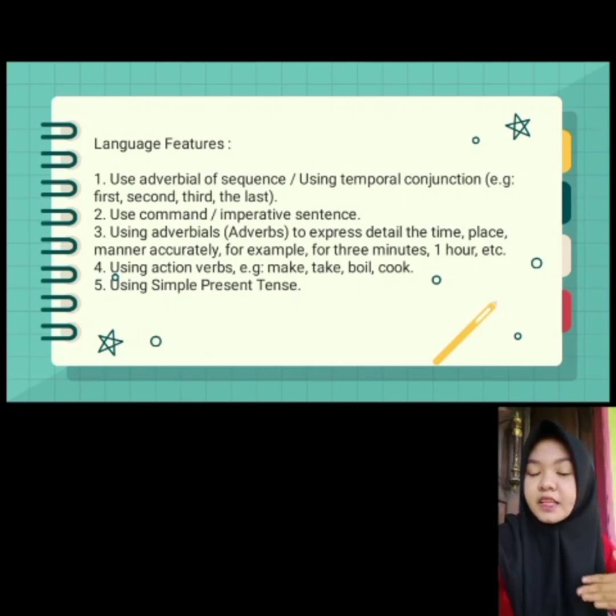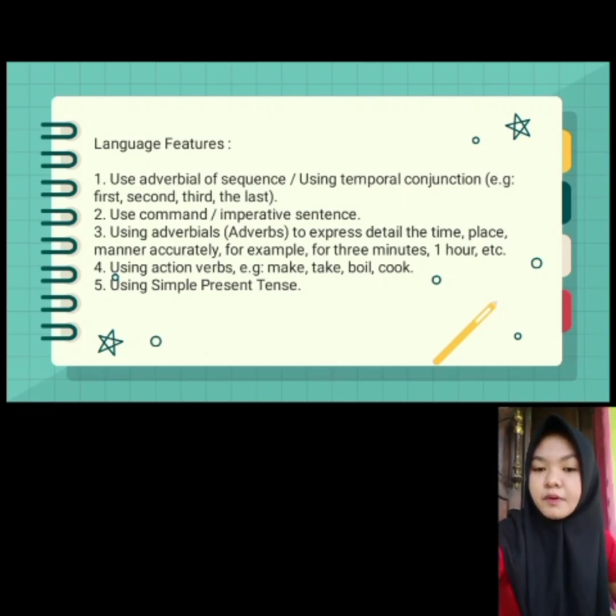So, kita tidak akan bisa melakukan sesuatu hal secara berhasil jika step yang kita lakukan itu tidak secara teratur. Dan itulah mengapa di sini kita memerlukan untuk menggunakan temporal conjunction. And number 2 is use command or imperative sentence. In this procedure text, we use imperative sentence atau kalimat perintah.